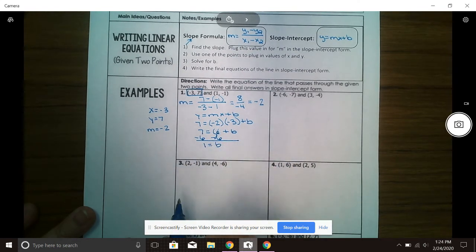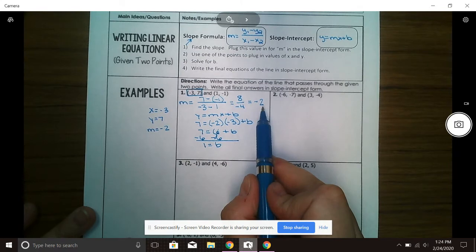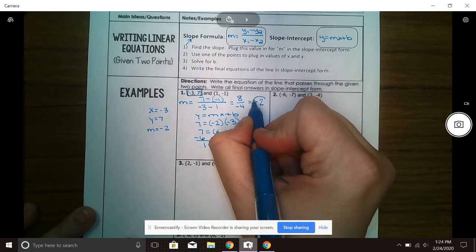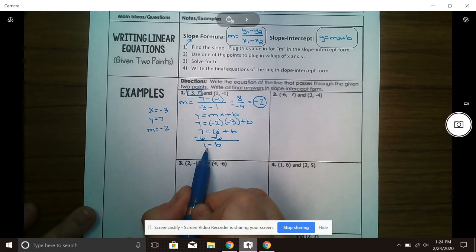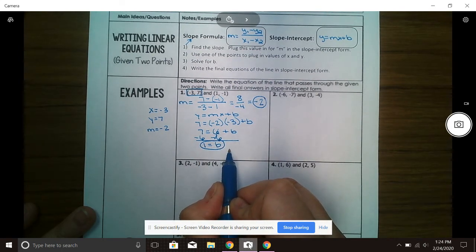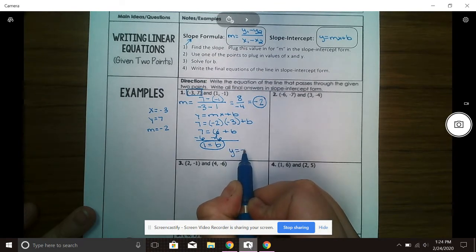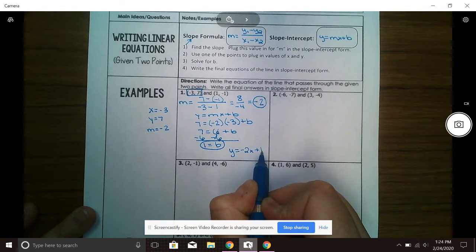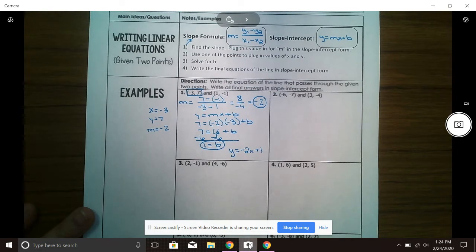To solve for b, I'll have to subtract 6 from both sides, which will give me a 1 as the b value. So now to write up the equation of the line. Remember, your very first step was to solve for m, which is negative 2, and we just finished solving for b, which is positive 1. So to write the equation of the line, my answer will be y equals negative 2x plus 1. All right, so that's a 4-step process. It's going to take some practice. Let's try number 2.